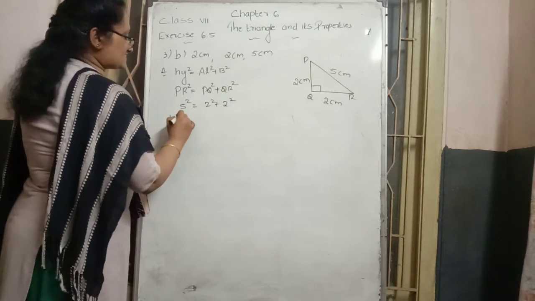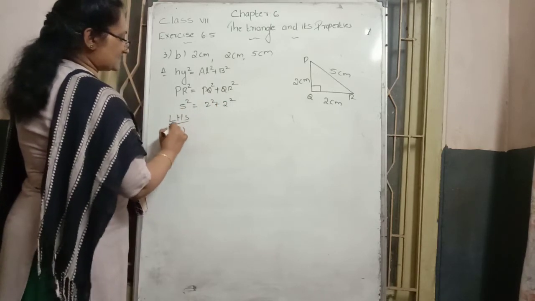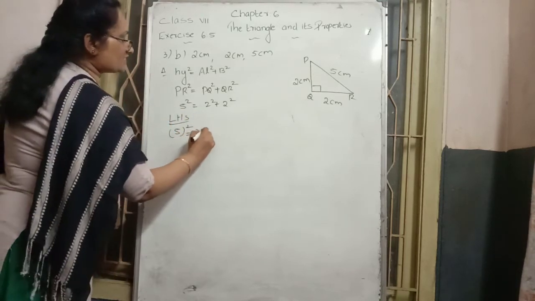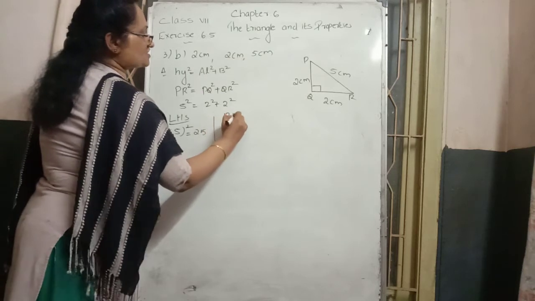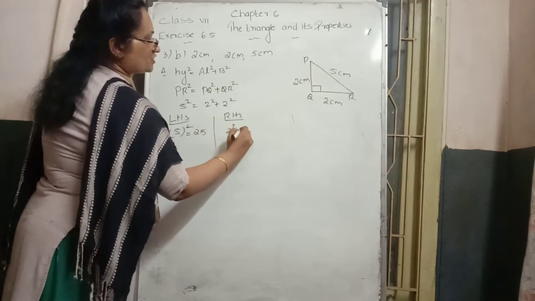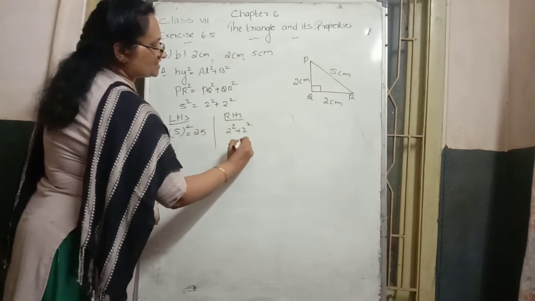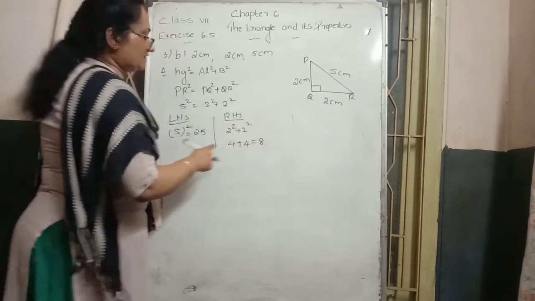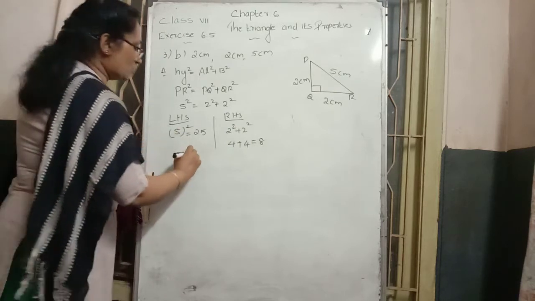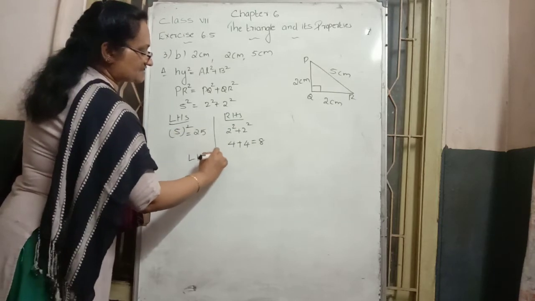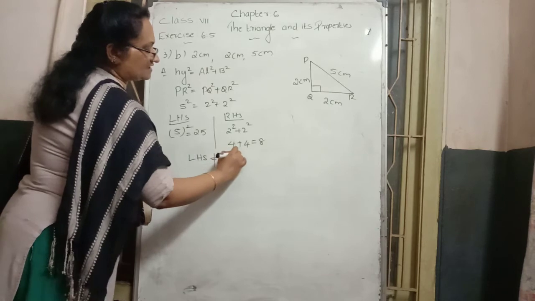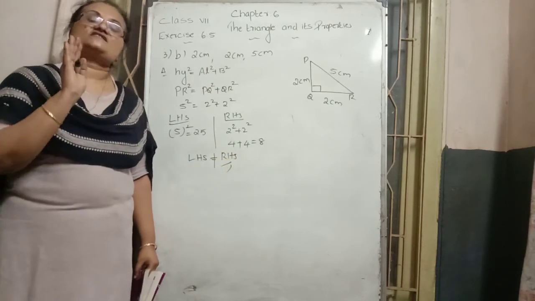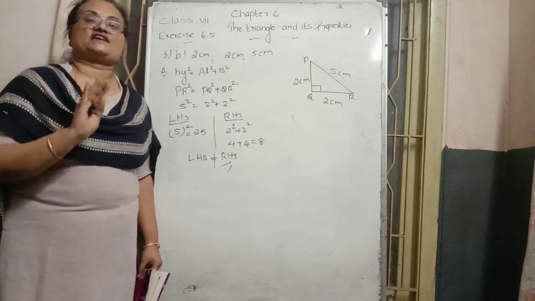First consider the LHS. The LHS expression is 5 square. 5 square means 5 into 5, how much? 25 is the answer. What about the RHS part? The expression is 2 square plus 2 square. 2 square becomes how much? 2 2s are 4. Again, 2 square means 4. 4 plus 4 comes to how much? Are both the same answer? No. Here we can say the LHS answer is not equal to the RHS.